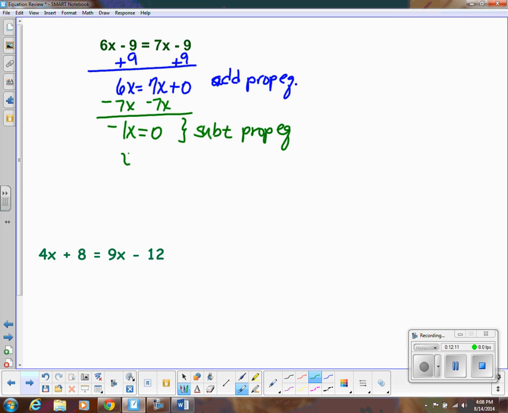And then I'm going to divide, and I'm going to show that step. Got to see the work, because I've got to know what you did. So this is going to be x equals 0, and to get to this step, I did the division property of equality.